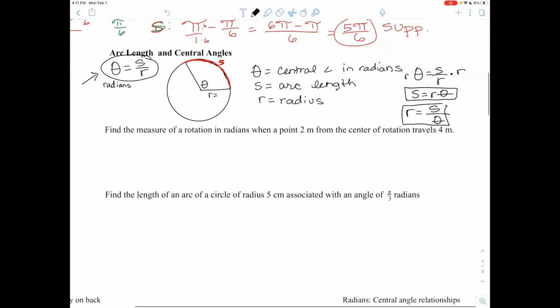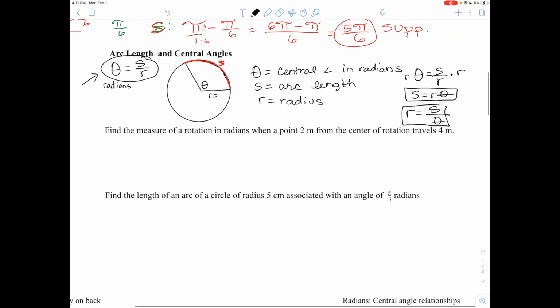All right, so here we have a problem, example 7. Find the measure of a rotation in radians when a point 2 meters from the center of rotation travels 4 meters. Okay, so let's think of that. We're 2 meters from the center. So that's a radius of 2 meters. Okay, and we're trying to find the rotation in radians, right?